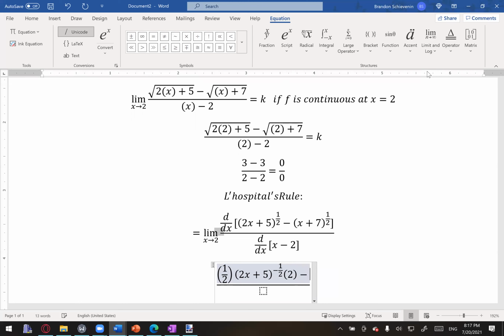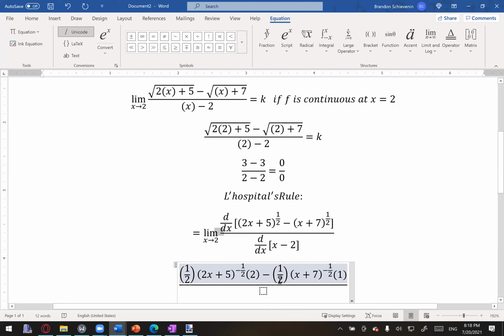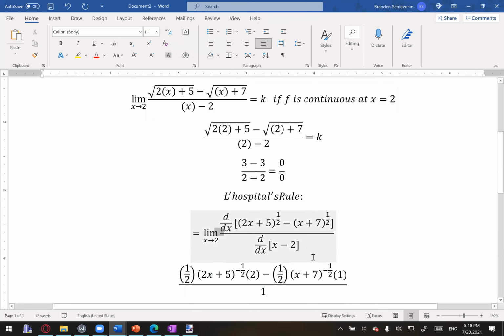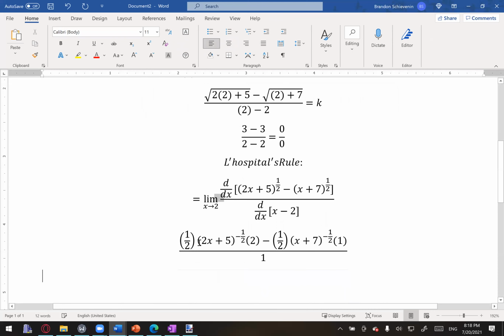Okay, minus the other term. Minus 1/2 times x plus 7 raised to what power? Negative 1/2. Okay, times 1, you're right. And that's all divided by 1, which you told me earlier. So I'm going to simplify, and we'll be ready to plug in.